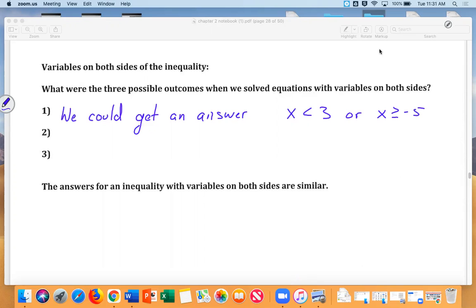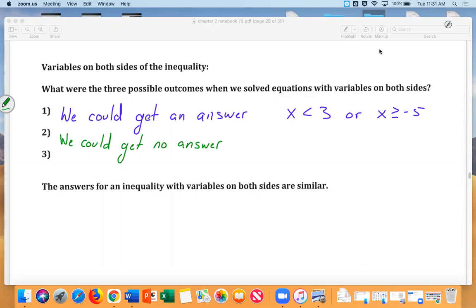All right, now there's two other possible outcomes. One, we could get no answer. Well, what does no answer mean? Well, this is when something failed, like we had x plus 1 equals x plus 2. No matter what number I plugged in, it would never balance out. Because if I add 1 to something and add 2 to that same thing, there's no way it could balance out, because one side was larger and would always be larger than the other side.